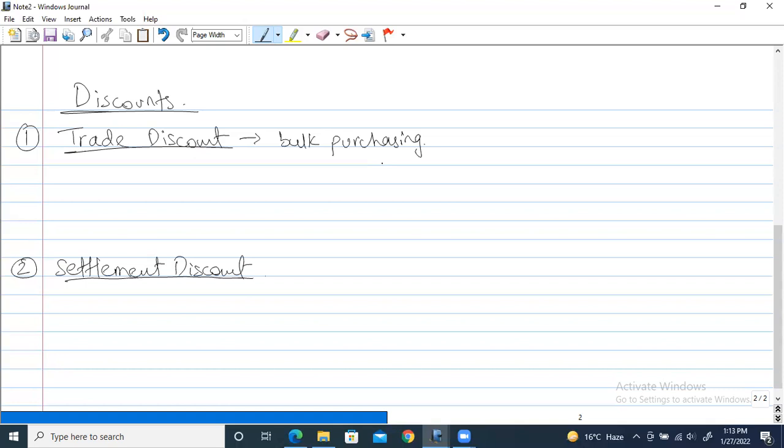Okay, because as the name suggests, this is trade discount. So trade means that you're purchasing a lot, the transaction is being done a lot, right? So that's why trade discount is given. Okay, this is because of bulk purchasing. This is the reason for this. Okay, now I'm going to explain 2 or 3 short terminologies that will be used in this discount, and in the next topic as well, sales tax.